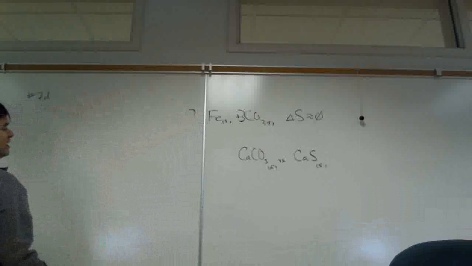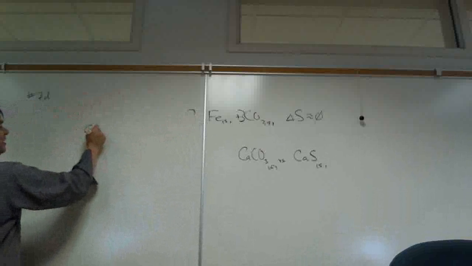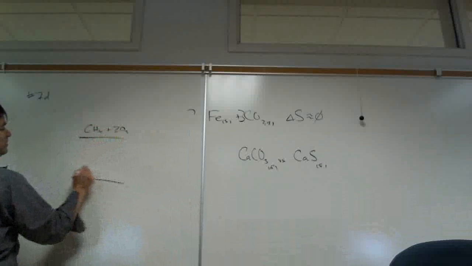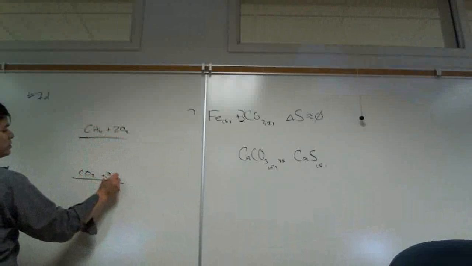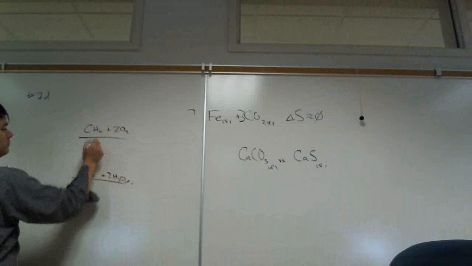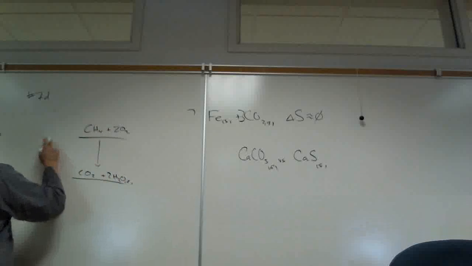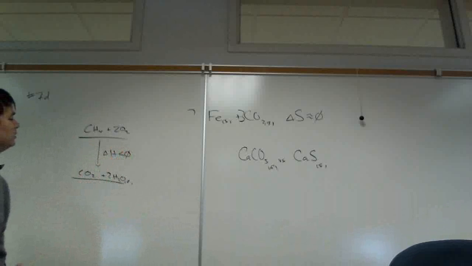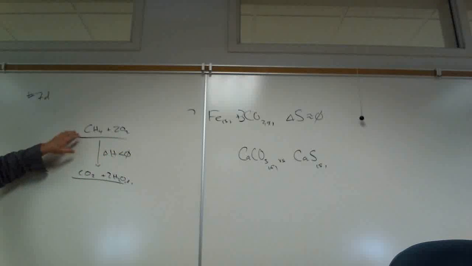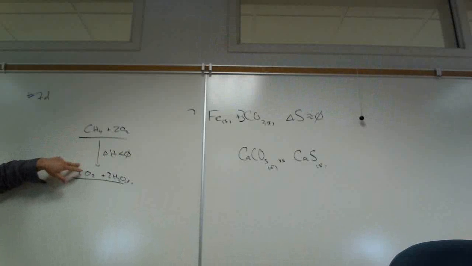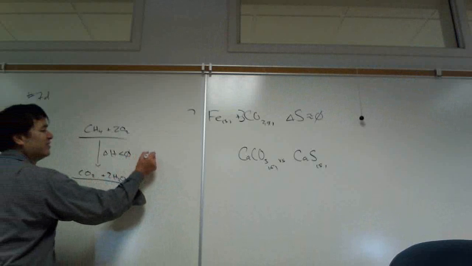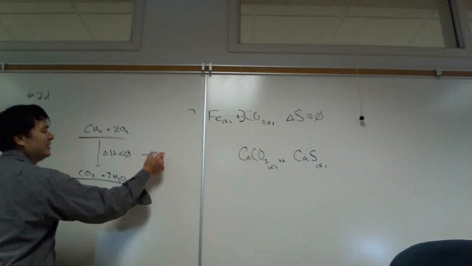If you're taking things like this, methane plus 2O2 yields CO2 plus 2H2O. Here energy is going down. We're going to have delta H that's less than 0. And so we're converting all this chemical potential energy into heat.